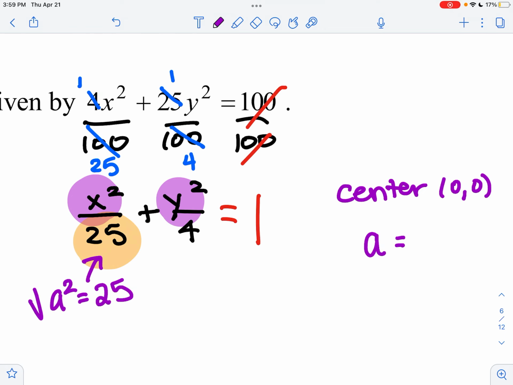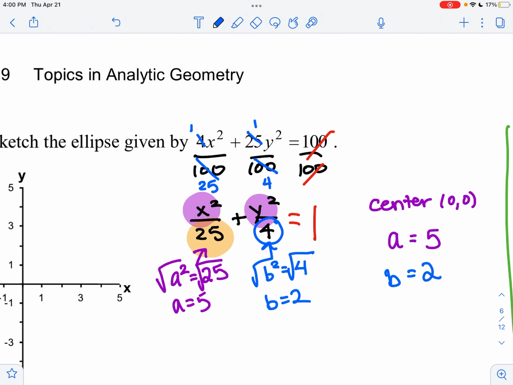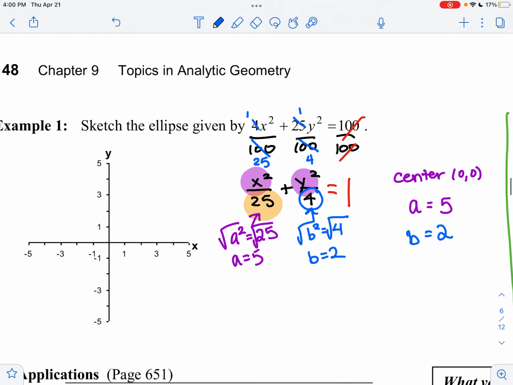Well, how do I know what a is? I'm going to take the square root of both sides and I get a equals 5. So my distance to the major axis is going to be 5, and my distance to the vertex as well. I also know here is going to be my b squared, that's our smaller distance, is 4. So the square root of both sides, I get b equals 2. So let's go ahead. We also recognize that our bigger value, a squared, was under the x. Because of that, we know this is going to be a horizontal ellipse.